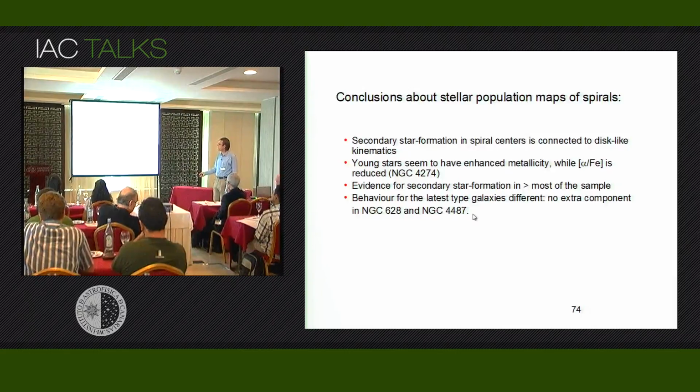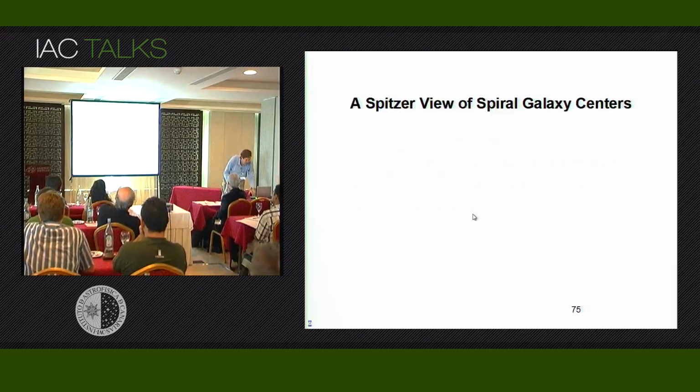So, here what you say is, okay, secondary star formation again is connected to disk-like kinematics. Young stars seem to have enhanced metallicities while alpha/Fe is reduced. This is 4074. I didn't show it very well, but evidence is for secondary star formation in most of the sample, and no extra component in these objects.